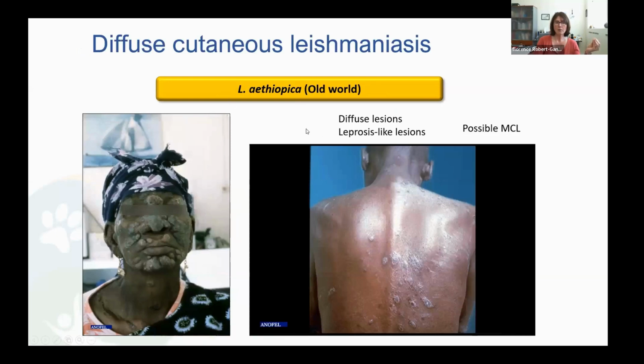Finally, there is also a particular manifestation, which is diffuse cutaneous leishmaniasis. This is due to Leishmania aethiopica in the Old World. It can present as leprosy-like lesions, and there is also a possible evolution to mucocutaneous leishmaniasis.